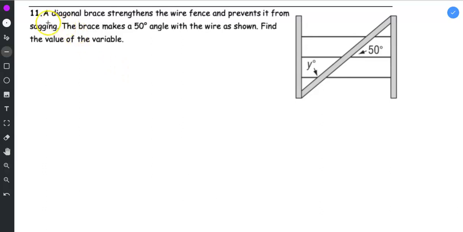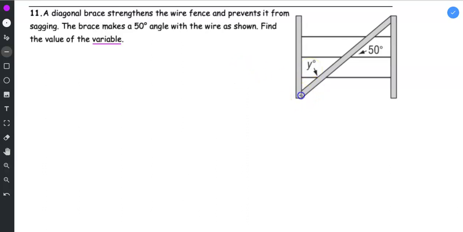Number 11. A diagonal brace strengthens the wire fence and prevents it from sagging. So here's the brace that prevents the wire fence from sagging. The brace makes a 50-degree angle with the wire as shown. So here's the wire, here's the brace, and the wire forms with the brace a 50-degree angle. Find the value of the variable. So the variable we're figuring out the value of is this y variable.